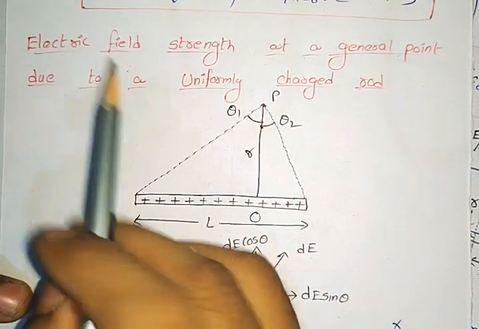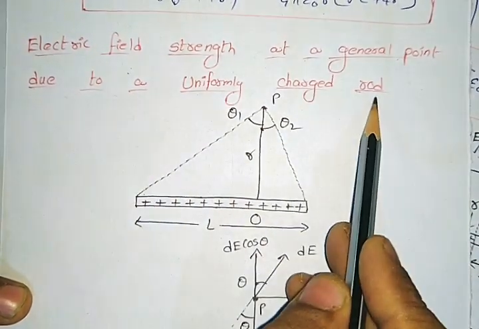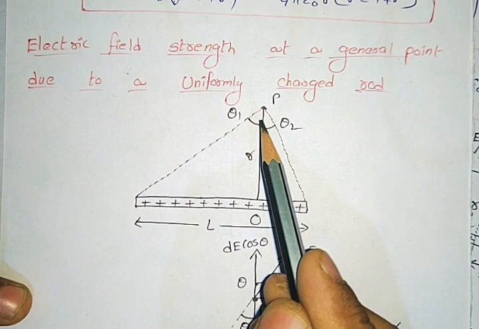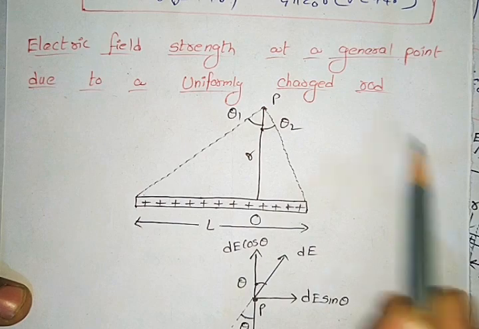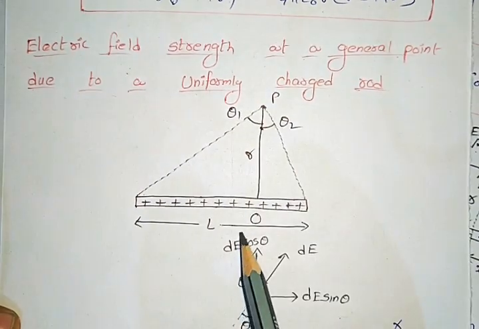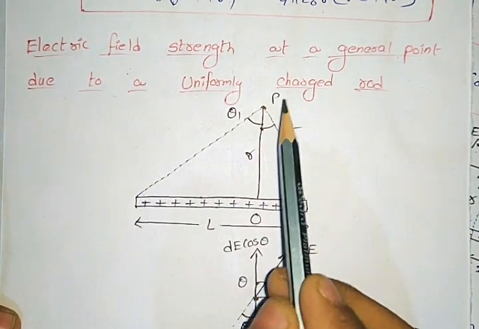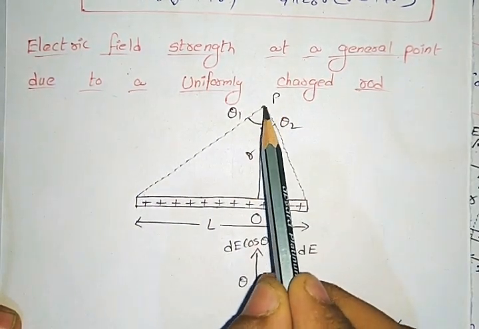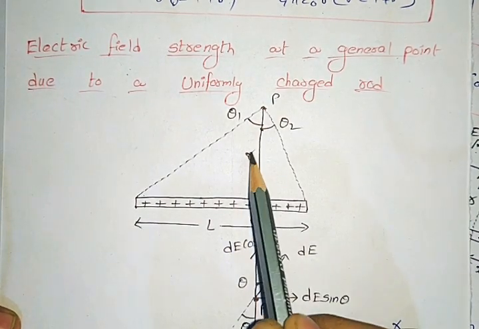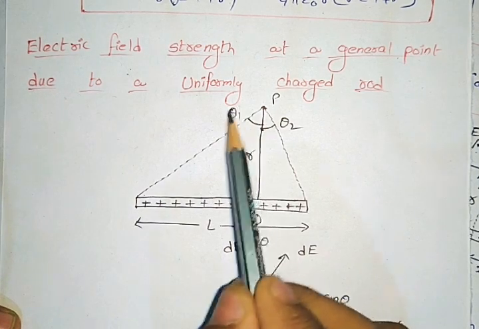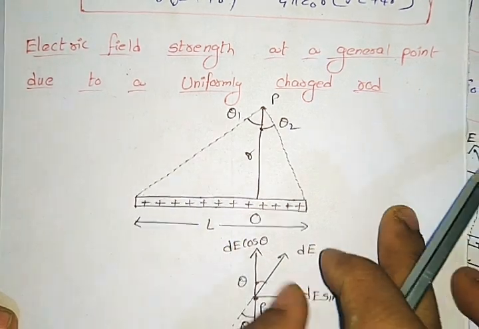So in continuation we will discuss about electrical field strength at a general point due to uniformly charged rod. That means earlier we have discussed about two different cases. One case is on the axis of the rod and the other case is on the equatorial line of the rod. Now in this particular case at a general point, that means somewhere near to the rod, if you consider a point P, the vertical distance between point P and the rod will be distance r, and which is taking theta 1 with one corner of the rod and theta 2 with the other corner of the rod, and L is the total length of the rod.